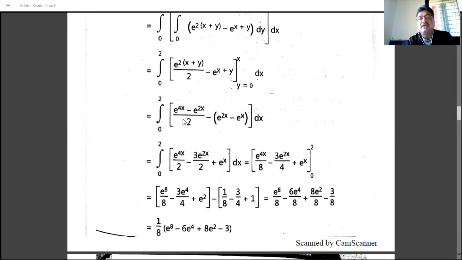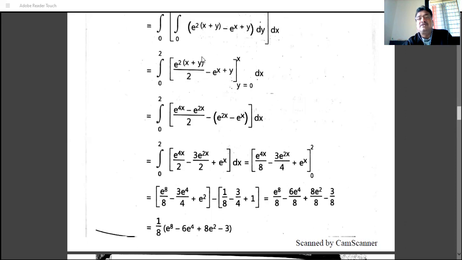So here is the change: e raised to 4x by 2 minus e raised to 2x, minus, then again substitute x as 0 in this bracket. So this is the value at the upper limit, e raised to 4x by 2 minus e raised to 2x, minus the value at the lower limit of this bracket.